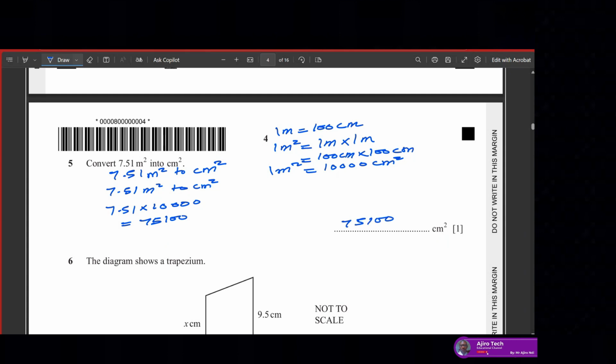So let me give you something to do here. Convert A: 2.5 meters squared to centimeters squared. B: 35,000 centimeters squared to meters squared. So please do the two. You have about a minute.